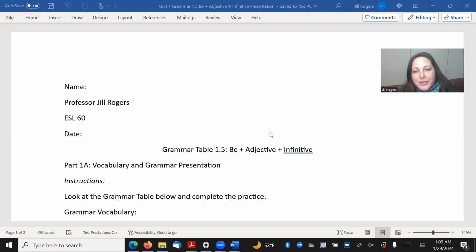This is the last grammar presentation of Unit 1. It's called be plus adjective plus infinitive. First, let's talk about what those two words mean that you might not be familiar with.